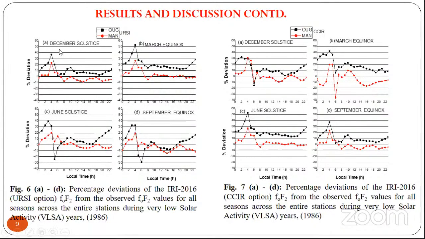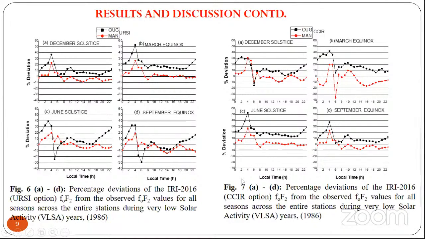So we can see that most of the sharp points for December solstice occur around 04 hours. For March equinox, almost the same time. And these are the times that some of these occur, and in the evening time also. So the larger percentage deviations of either overestimation or underestimation we are seeing during the year of very low solar activity.